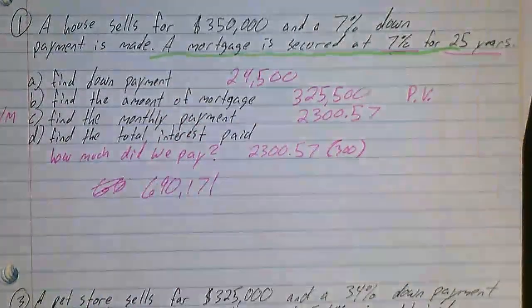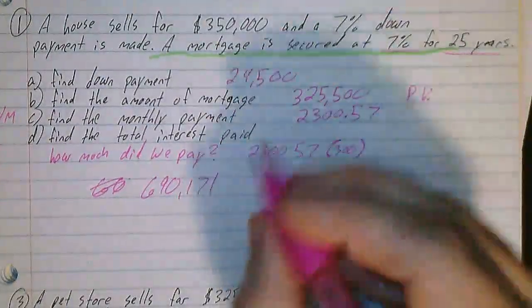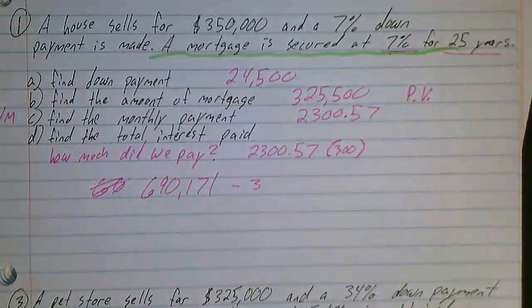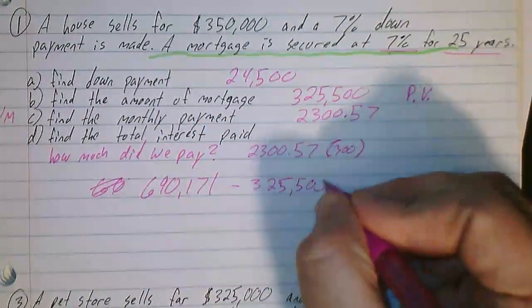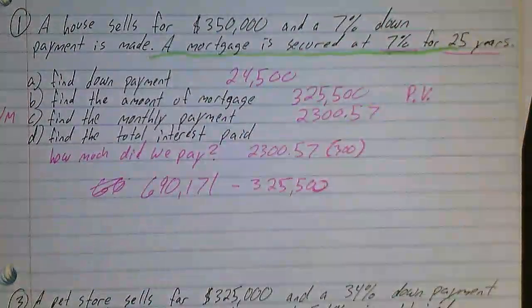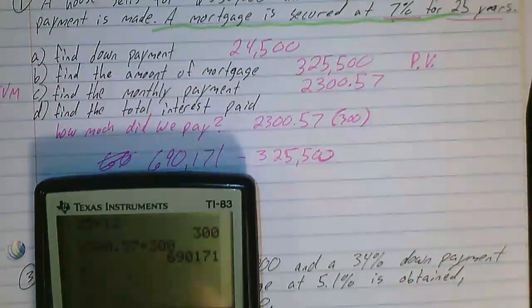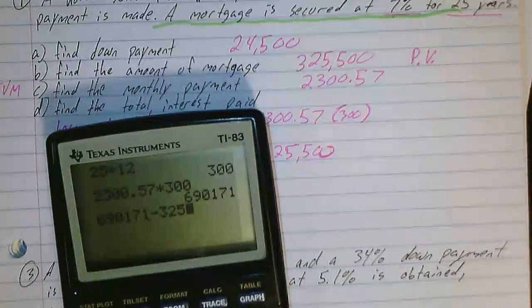That's the total amount that we paid. How much of that was interest? We subtract the amount of the mortgage. So $690,171 minus $325,500. We put that in the calculator, and then we're done with this problem. And this is our answer.